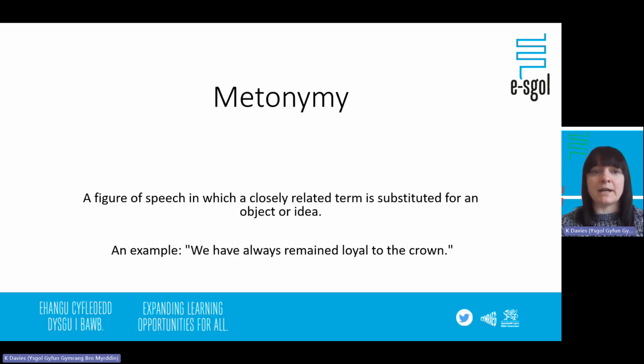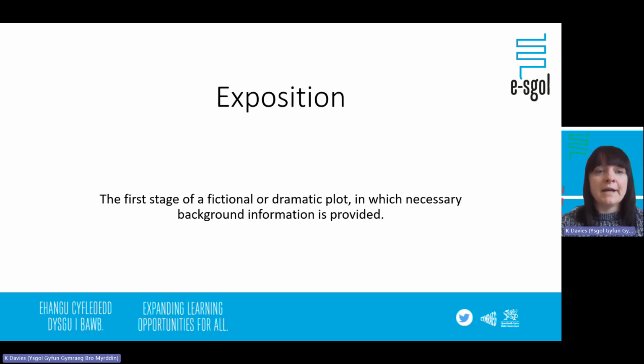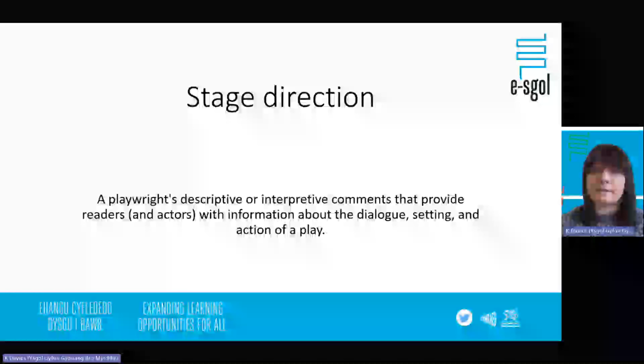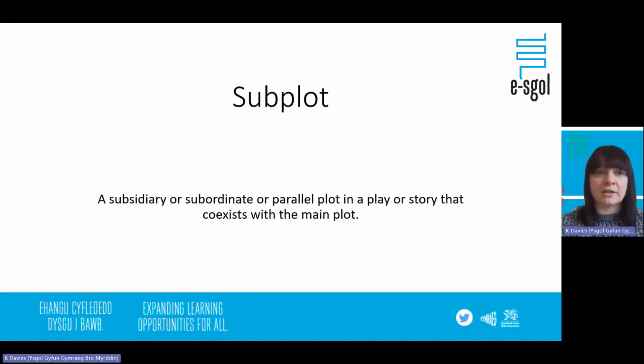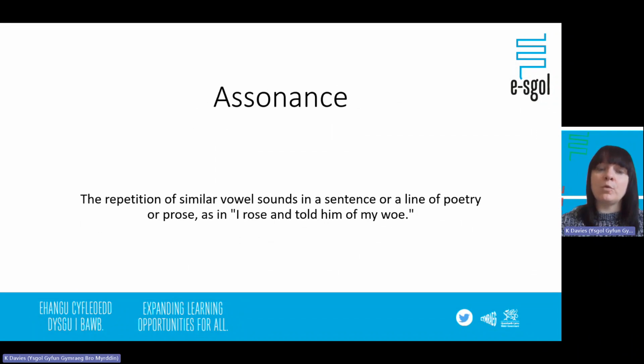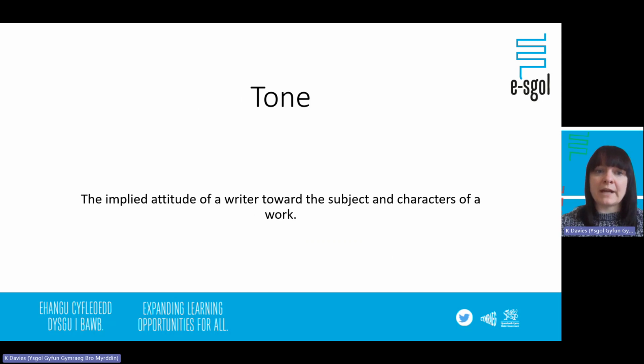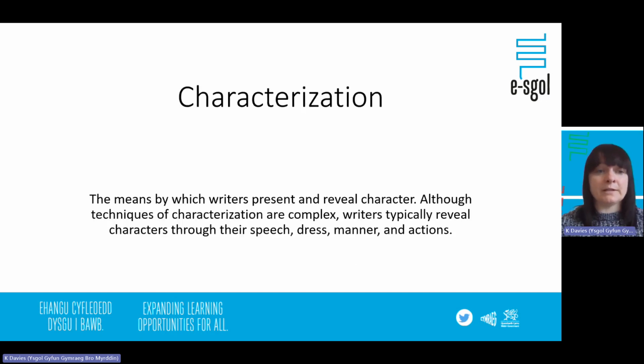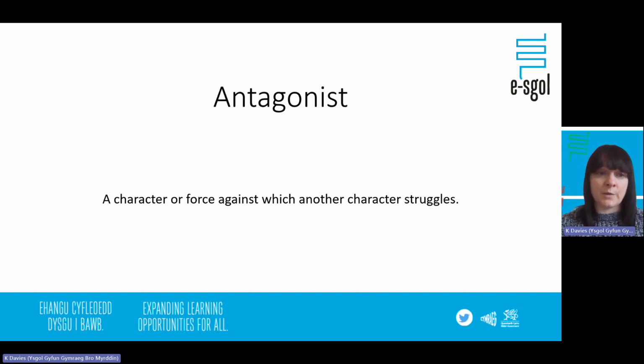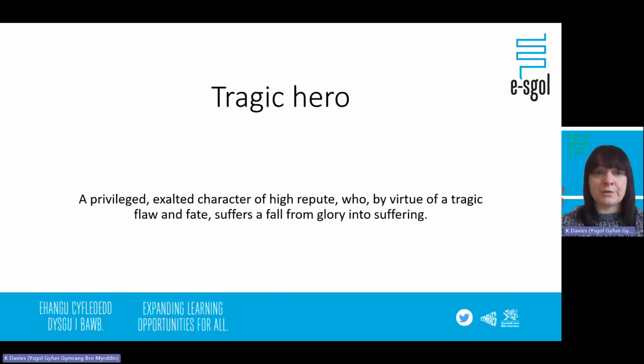So metonymy: we've always remained loyal to the crown. That's a figure of speech in which a closely related term is substituted for an object or an idea. Some of these you will be familiar with, for example, stage direction. Others possibly are more unfamiliar. But it's vital that you're able to consider different terminology choices for both AO1 and for your AO2 as well. So have a little look through these.